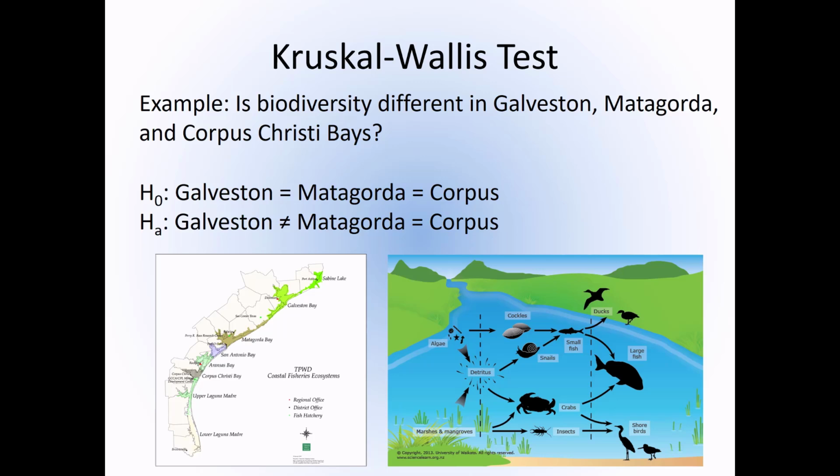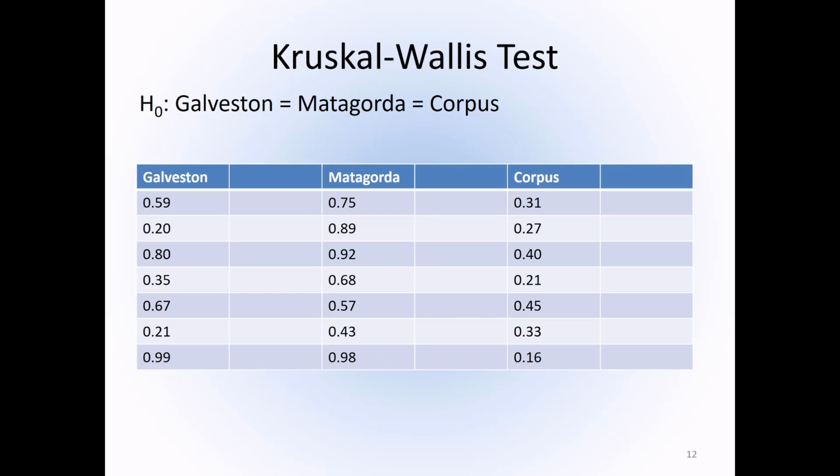The Kruskal-Wallis test is simply going to tell us if we should be rejecting or supporting the null hypothesis, not which alternative hypothesis is correct. So we can go out and collect sampling across different time periods and these different bay systems and collect biodiversity values for our respective sampling.